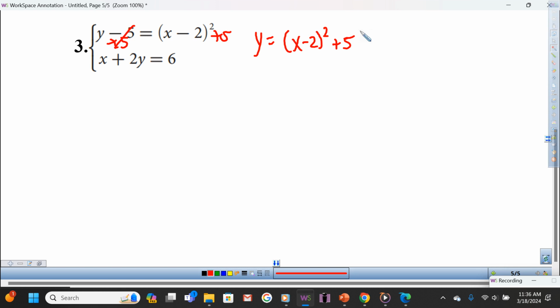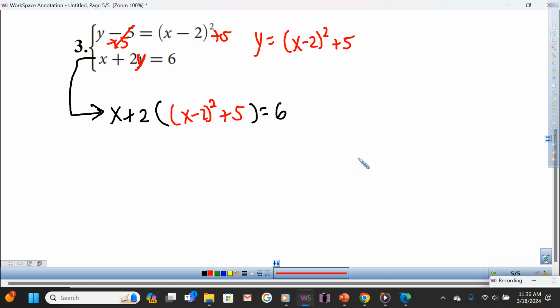So what does that mean, guys? That now we substitute this one into the second equation. Where? Right here where the y is at. So use an arrow. Bring that down. X plus 2, a big parentheses, equals 6. So I rewrote this, but without the y. So what are we going to substitute in there? Parentheses x minus 2 squared plus 5.